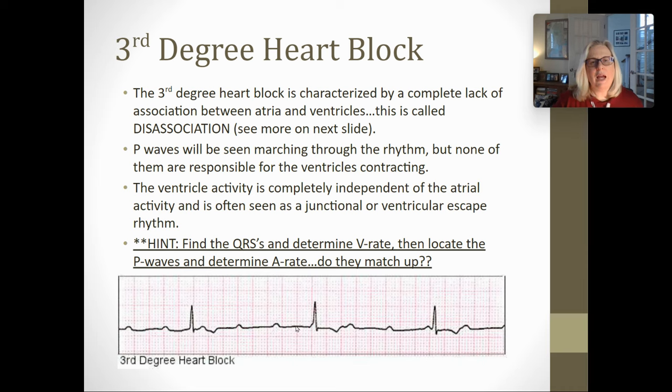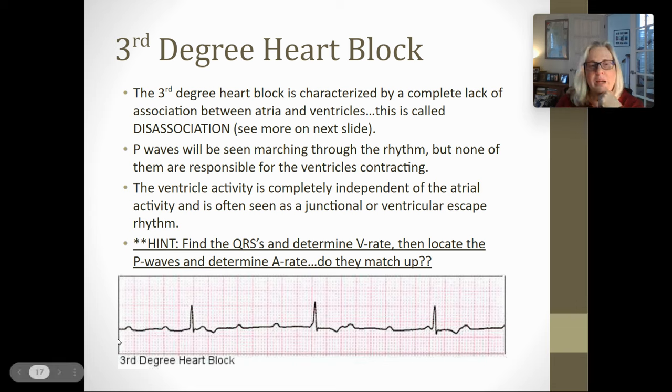So down here, I find the QRSs and then I determine the V rate. If the V rate is slow, typically that 40 to 60, we think of it as a junctional escape or something like that, then it's going to be low. We go 300, 150, 100, 75, 60, 50, 40. It's 5, 10, 15, 20, 25, 30, 35, 40, about 41, I think. 1500 divided by 41, the other way. His heart rate's 36. So the ventricular rate is 36.